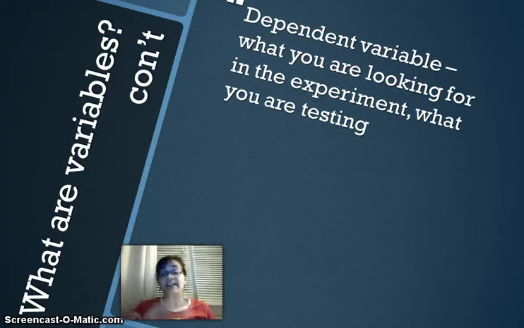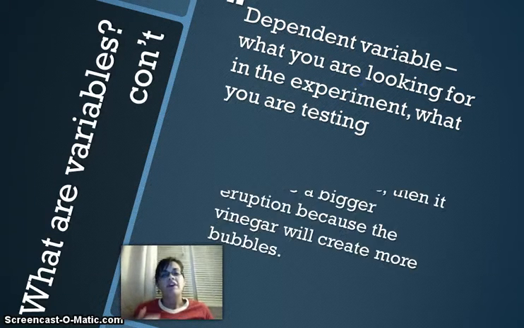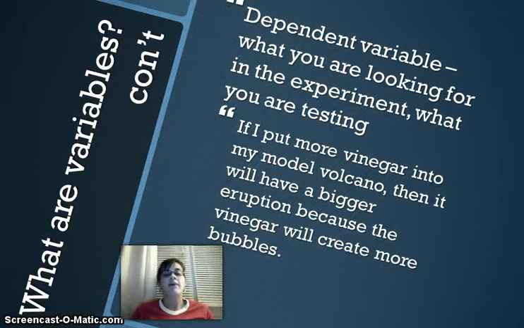Now, the next and last kind is called a dependent variable, and it's what you're looking for in the experiment. What are you testing? What are you measuring? So back to the exact same hypothesis, you are looking for the bigger eruption. So the size of the eruption is what you're looking for, and this is going to be your dependent variable. Independent is what you as a scientist changed. Dependent is what you are testing, what you are looking for.